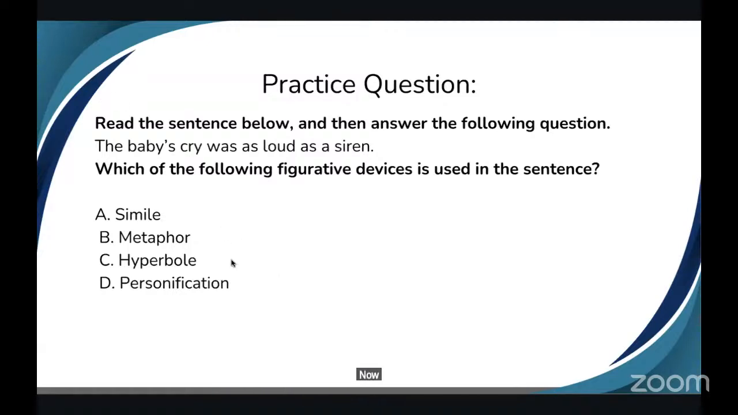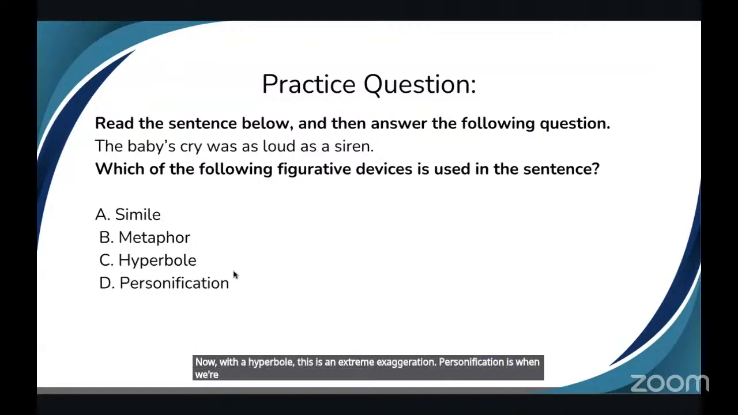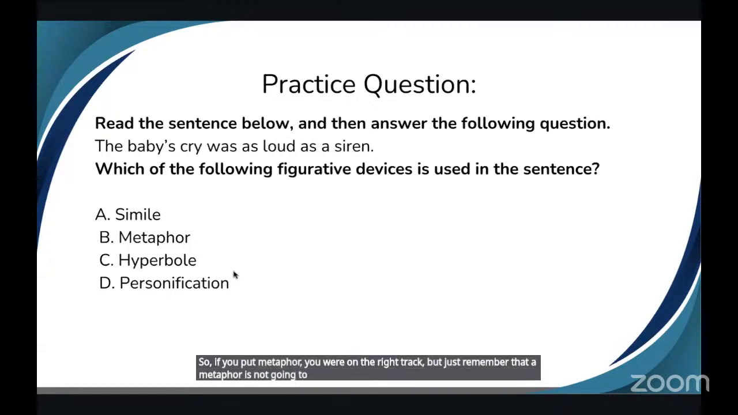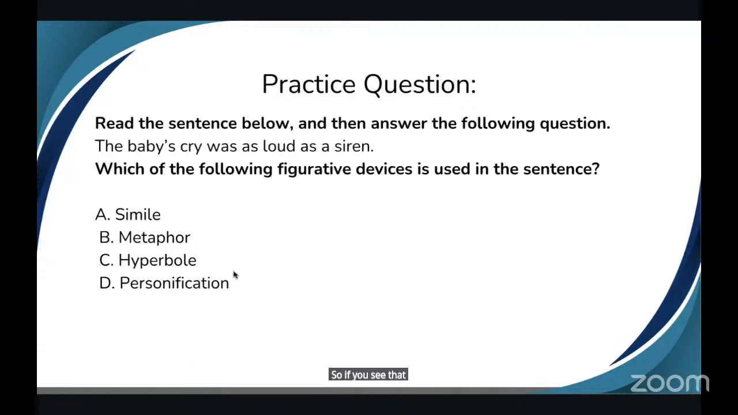Now, with a hyperbole, this is an extreme exaggeration. Personification is when we're giving a human characteristic to something that's not a human. Okay? Any questions on this one? So, if you put metaphor, you were on the right track, but just remember that a metaphor is not going to use the words like or as. So, if you see that comparison being made, ask yourself, all right, do I see the word like or as? If you do, automatically remember simile.